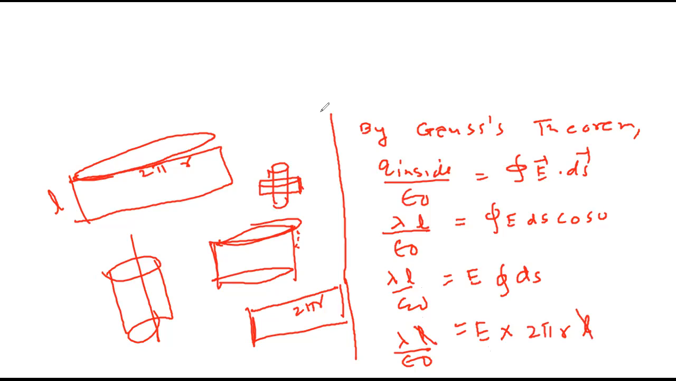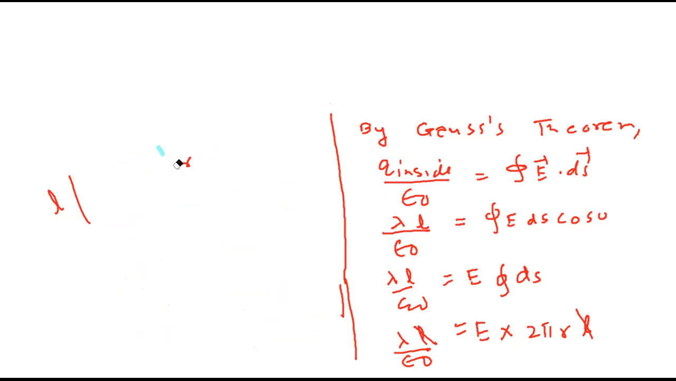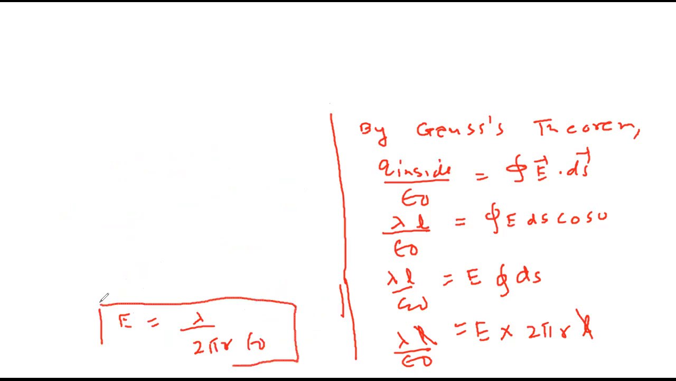So I get the intensity at any point near an infinitely long wire, or you can say a thin cylinder, equal to lambda upon 2 pi r epsilon naught. If the medium is other than air, then it will become k epsilon naught. This is the expression for intensity near an infinitely long straight wire. Yes, Kamya, do we follow now? Okay, right now, theory.